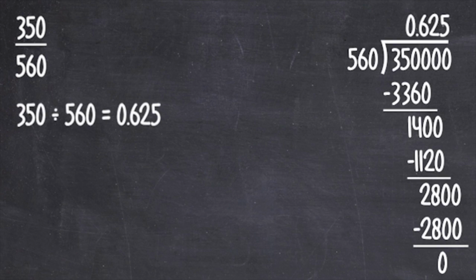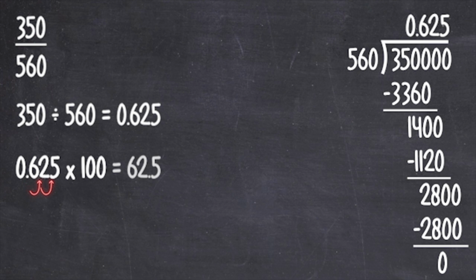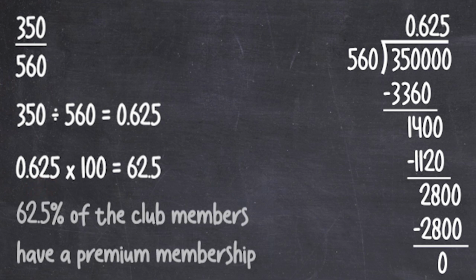which is 350 over 560. According to the process we learned earlier, the next step is to convert this fraction to a decimal by dividing 350 by 560. We get the decimal 0.625. Finally, to make it a percentage, simply multiply 0.625 by 100. Remember, an easy way to do this is to move the decimal 2 places to the right. Doing this, we get 62.5. So, 62.5% of the club members have a premium membership.